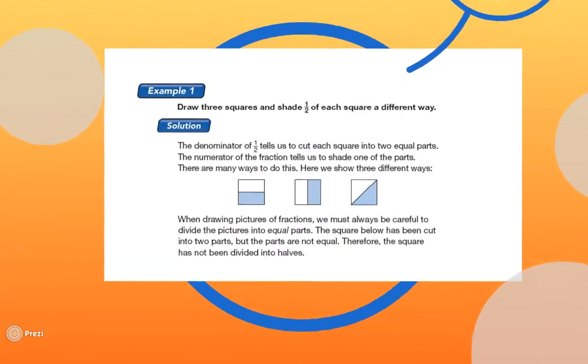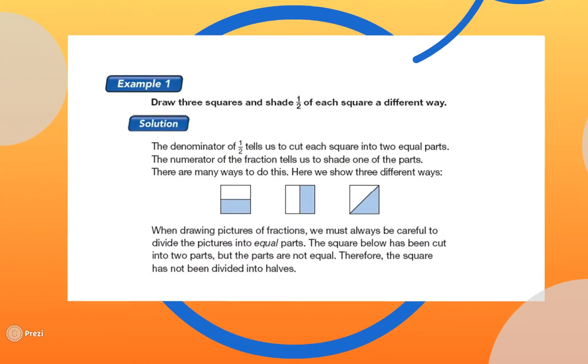All right, so let's look at these 3 squares. Draw 3 squares and shade one half of each square in a different way. So if we draw these squares and we cut them in half this way and half this way and half this way, the denominator of one half tells us to cut each square into 2 equal parts, and the numerator of the fraction tells us to shade one of those parts.